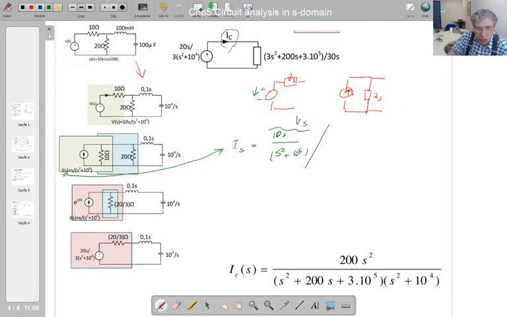Vs divided by 10 gives me that Is. So if you do the calculation here, you're going to end up with this. So this impedance is the same impedance. We replaced this green with that green. In this case, this 10 ohm and 20 ohm become parallel in that blue area. If you replace this blue area with this equivalent, we already know that.